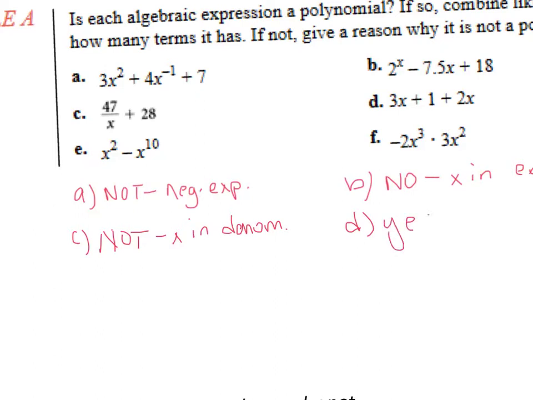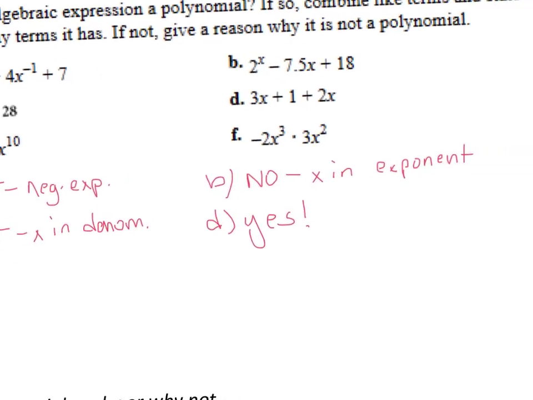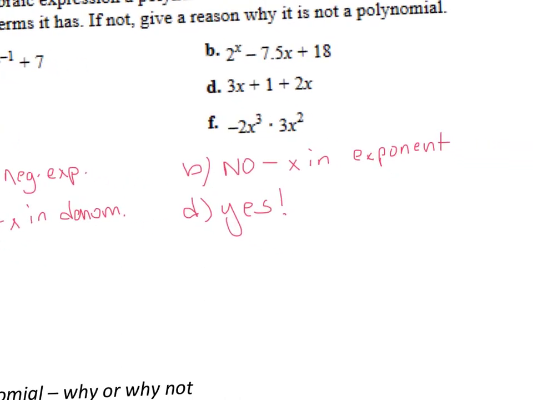It passed the test. Okay, but we can actually simplify that expression. 3x plus 1 plus 2x has like terms. The 3x and the 2x we can combine to make 5x plus 1. And now we can classify that based off the number of terms. It has 2 terms, which makes that a binomial.